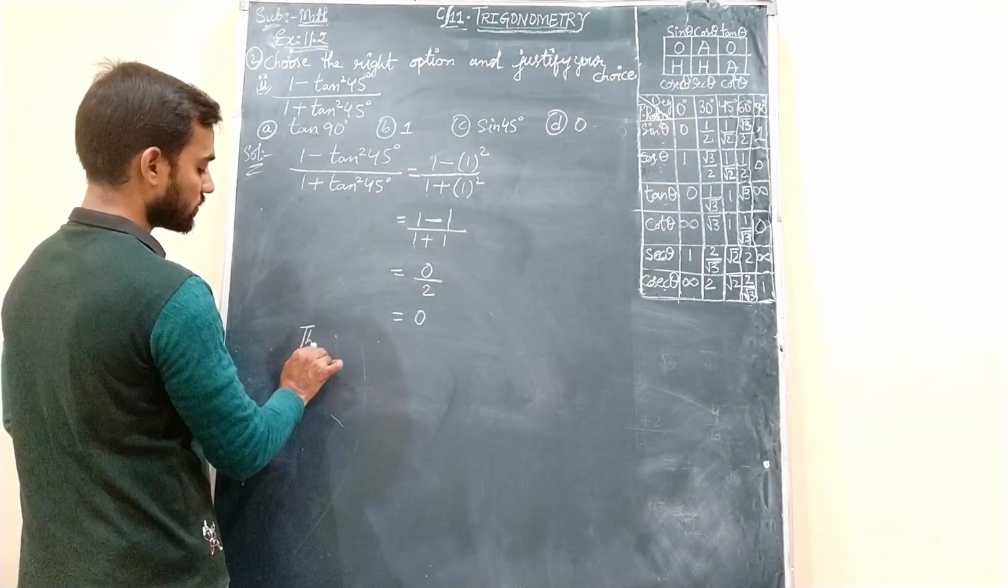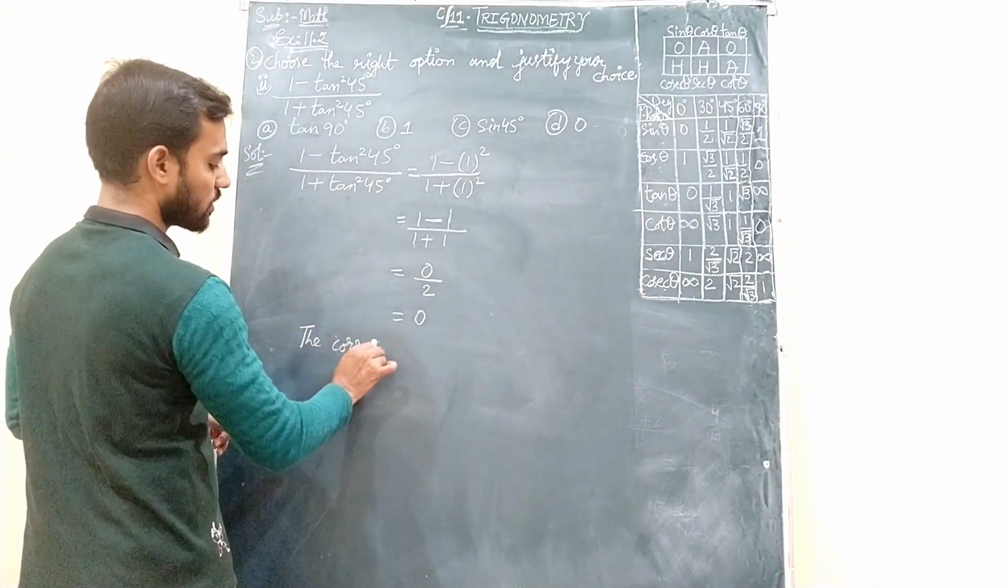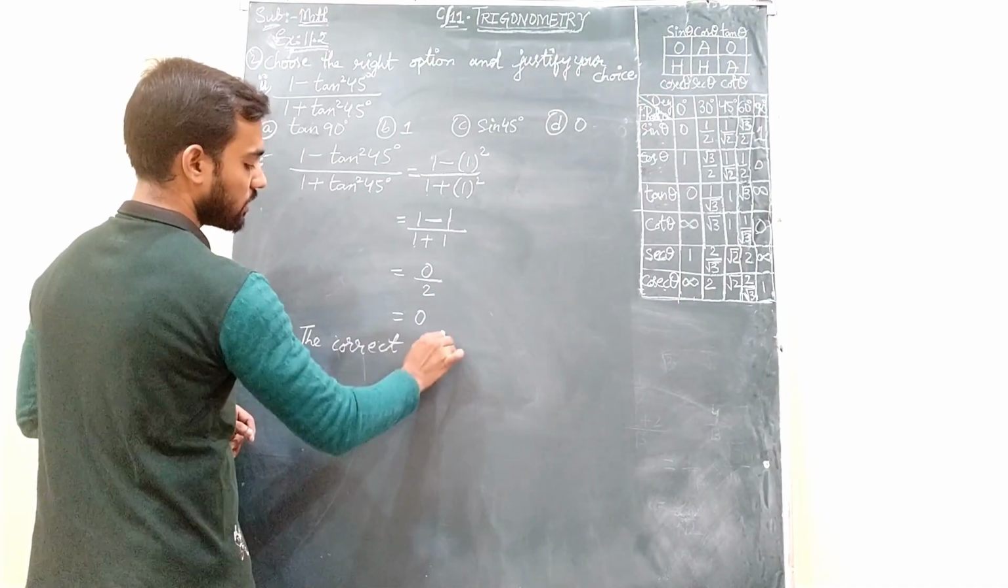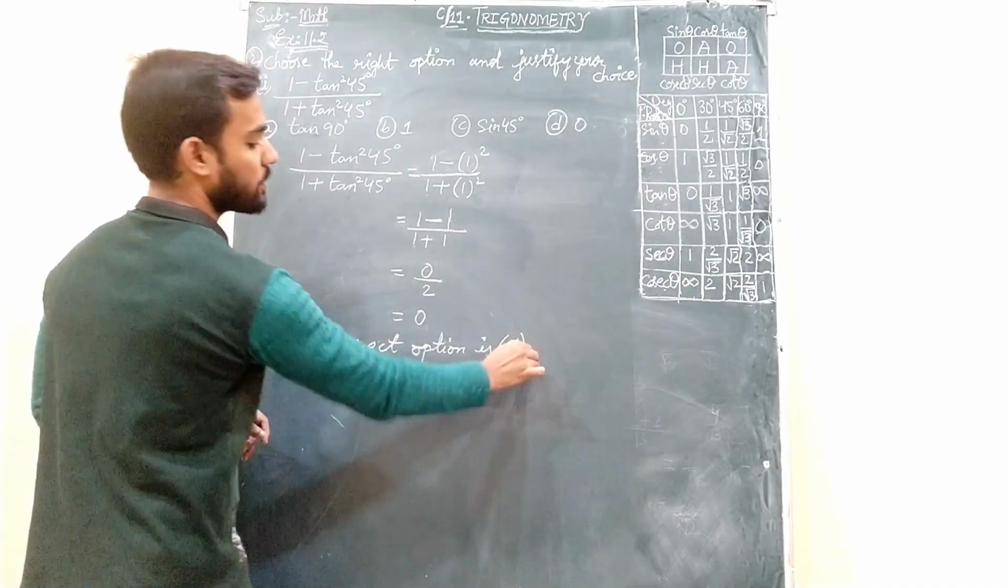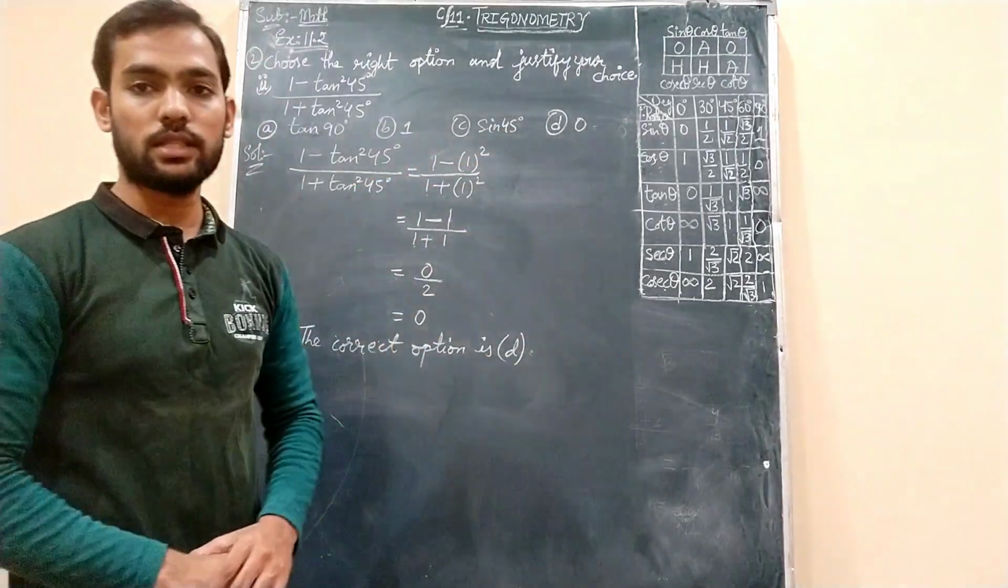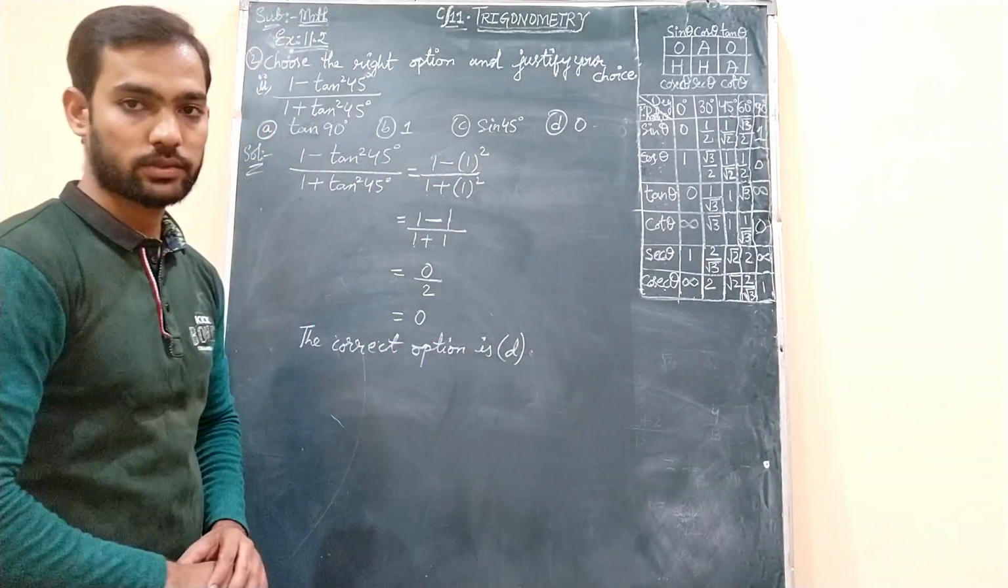So the correct option is which one? Yes, the correct option is D, because D is 0. Okay, note down.